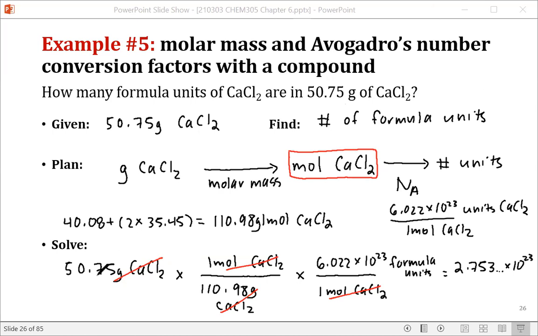But we always have to check those sig figs. So here we have 4 sig figs, 5 sig figs, 4 sig figs. So we're going to round this to 4 sig figs. Thankfully, I still have this pulled up on my calculator because I'd want to know a few more digits before I round. After that 3 comes a 7 and then it goes on. So if I'm rounding to 4 sig figs, this is going to be my last sig fig. So I end up getting 2.754 times 10 to the 23rd formula units of calcium chloride.